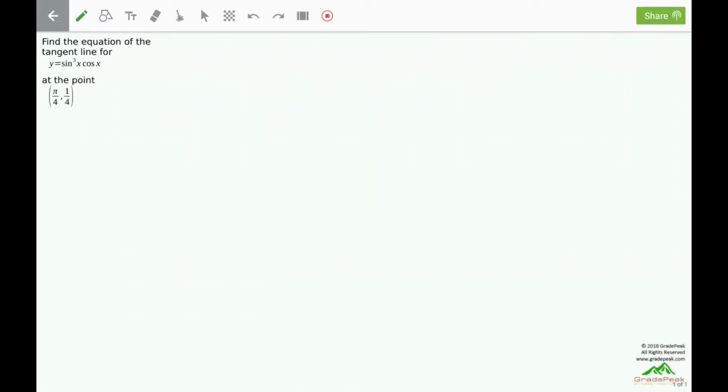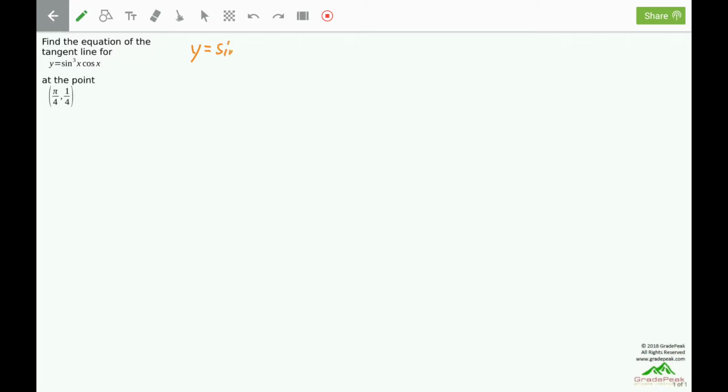Find the equation of the tangent line for y equals sine cubed x times cosine x at the point pi over 4, comma 1/4. To find the equation of the tangent line, we need the x and y coordinates of the point. Those were given. And we need the slope of the tangent line. That's found by taking the derivative. The first thing we need to do is take the derivative of this function.